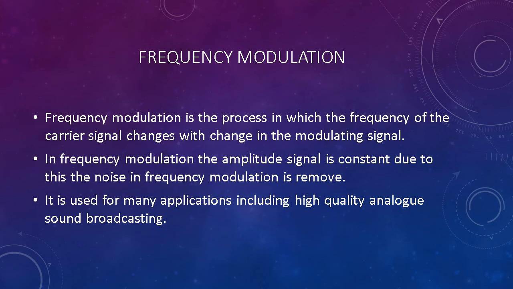In frequency modulation, the amplitude of the signal is constant. Due to this, the noise in frequency modulation is removed. If you see the amplitude in amplitude modulation, it is not constant, it moves up and down. But in frequency modulation, the amplitude remains constant. That is why the noise is removed. It is used for many applications including high quality analog sound broadcasting. If you have heard of FM radio, Radio Mirchi, these are nothing but frequency modulation.